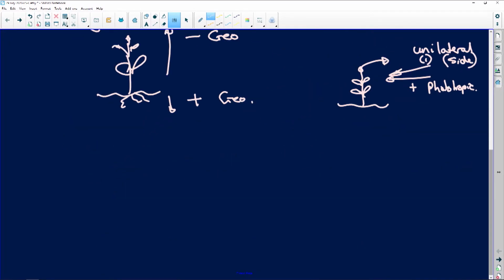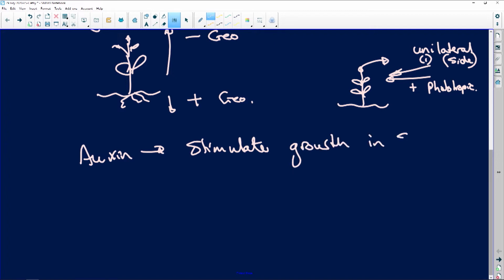Also, something else you must remember is that an auxin is a plant hormone, and so is a gibberellin. An auxin is going to cause the cells to grow, develop, elongate and differentiate. It also, and this is what gets confusing for a lot of learners, stimulates growth in stems, but it will inhibit growth in roots.